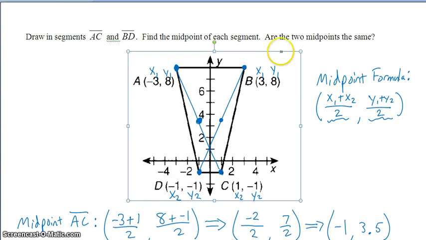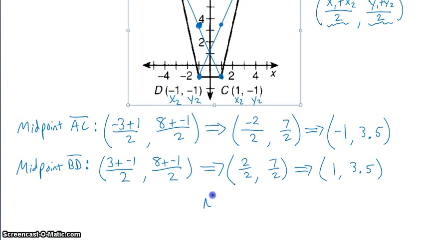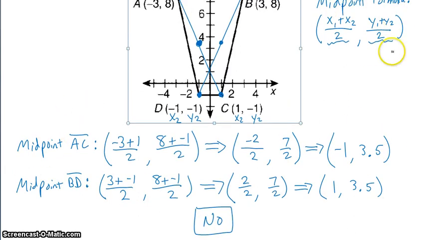Ultimately, the question is asked, are the two midpoints the same? My final answer is no. In order to get that answer, I need to show all my work. I need to use that midpoint formula to find those midpoints to decide if the midpoints are the same or not.